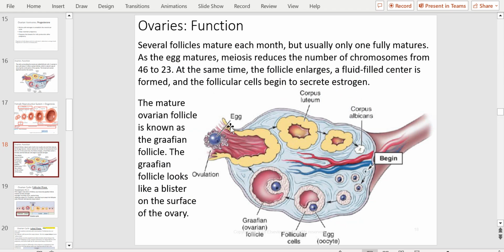Several follicles mature each month, but usually only one fully matures. As the egg matures, meiosis reduces the number of chromosomes from 46 to 23. At the same time, the follicle enlarges, and a fluid-filled center is formed. There's your antrum, and the follicular cells begin to secrete estrogen. The mature ovarian follicle is known as a Graafian follicle. That's where we're at right here. The Graafian follicle looks more like a blister on the surface of the ovary.